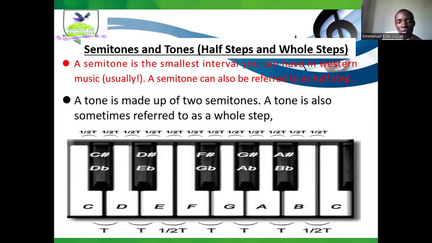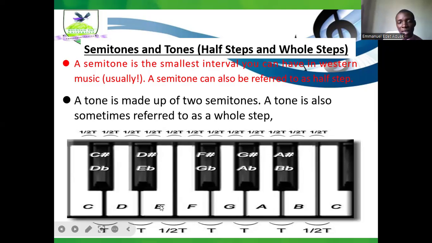So if you are now asked how many semitones we have from C to D, there are two semitones. That is, from C, you get to C sharp, which is one semitone, that's a half step. Then from C sharp to D, which is another half step. So two semitones are involved, and we have been told that two semitones make a tone. So the distance from C to D is a tone.